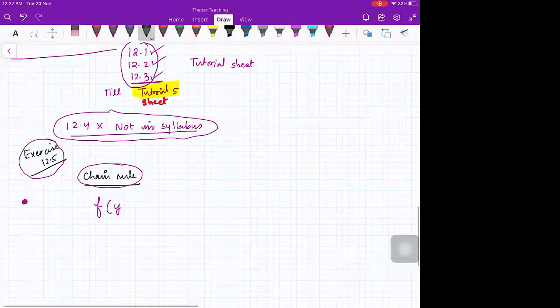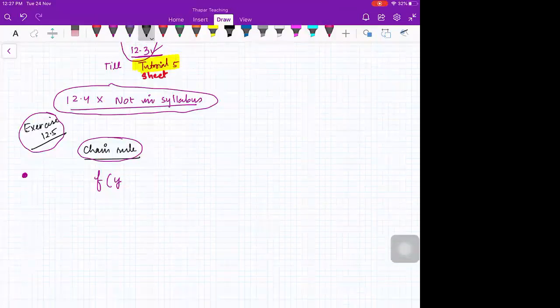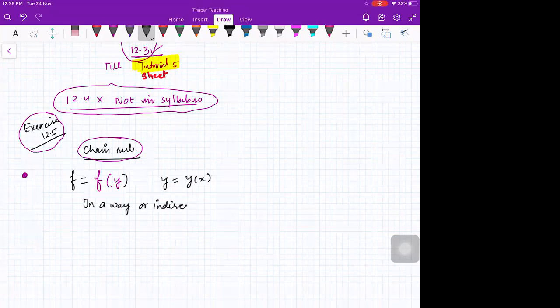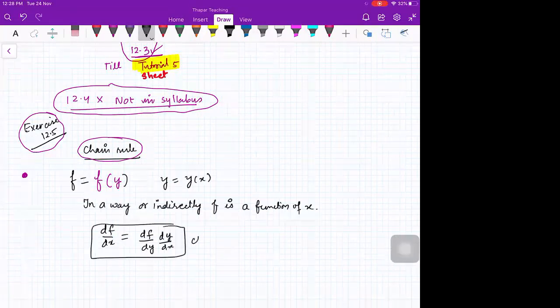So what is chain rule? Suppose f is a function of, say, y, and y is a function of x, right? So in a way, or indirectly, f is a function of x. So we compute df by dx, the rate of change of f with respect to x, by chain rule, which is df by dy times dy by dx, the derivative of y with respect to x. This is called chain rule.